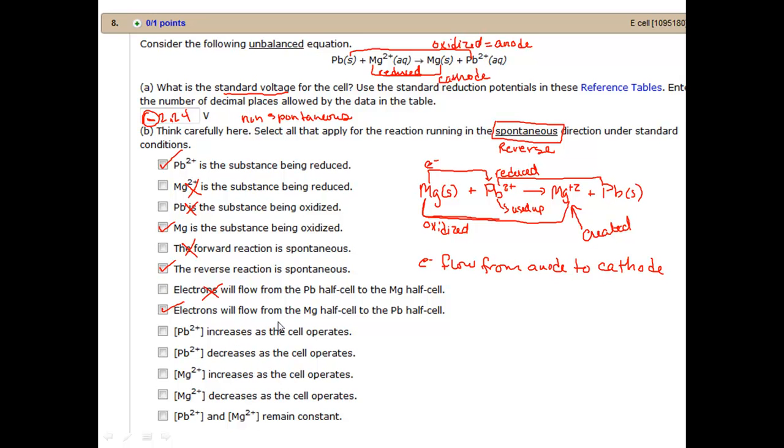And the concentrations, we have determined that lead is used up, so that means it's decreased. So it won't increase, it will decrease. And we determined that magnesium 2 plus is created, so that means its concentration increases. And they don't remain constant.